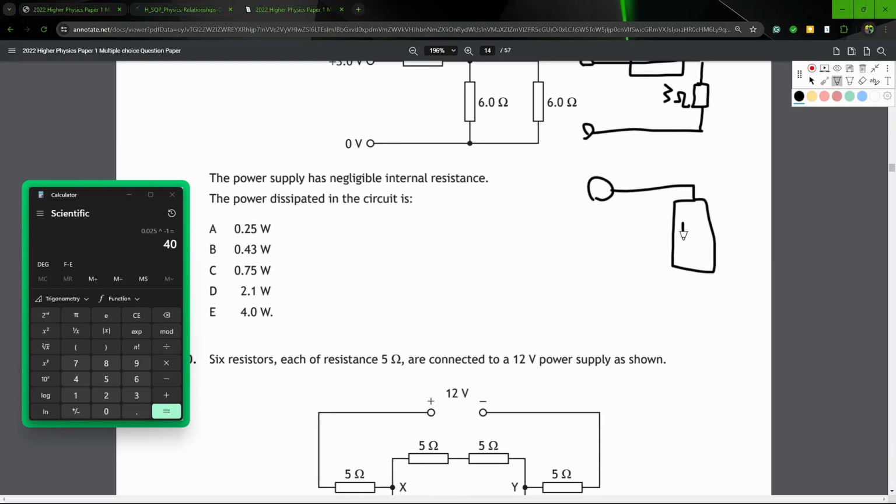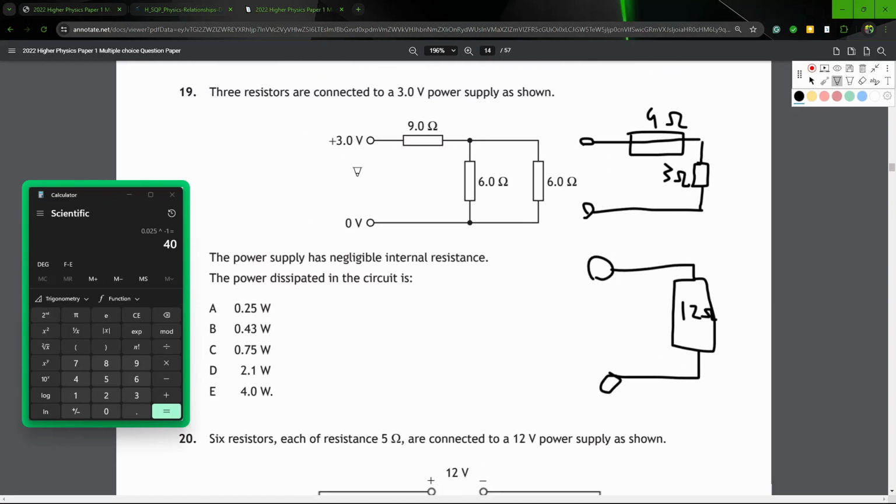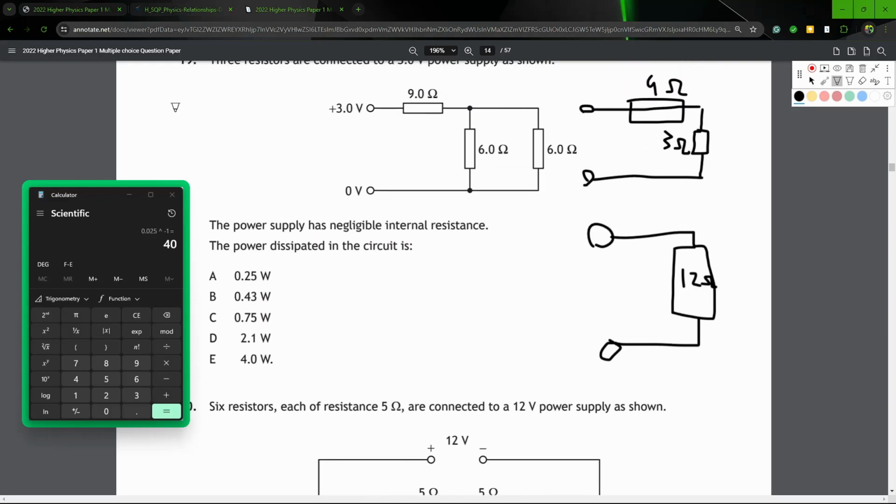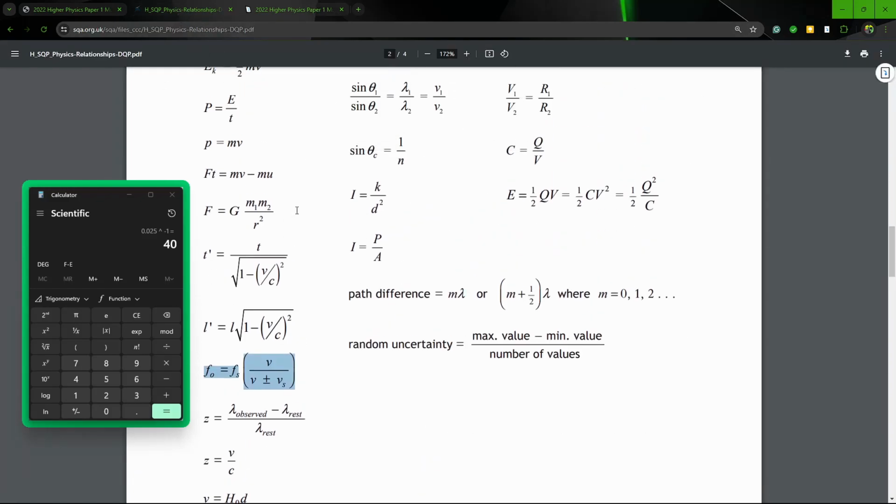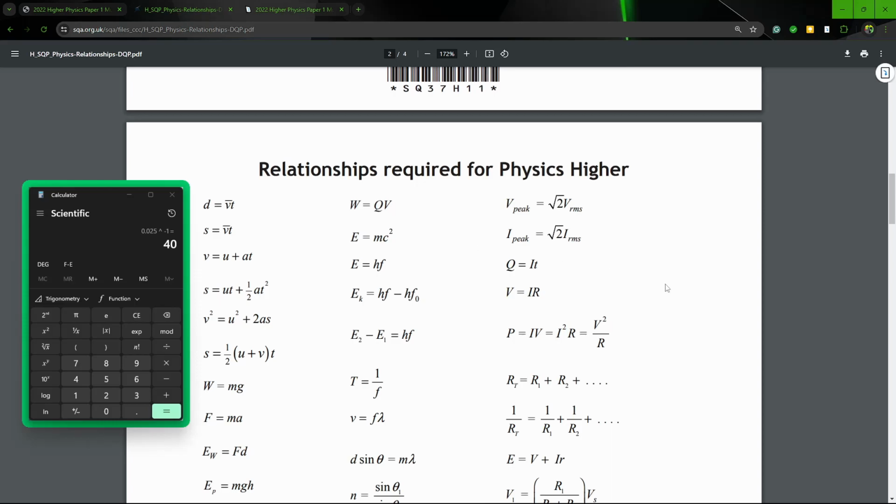9 plus 3 is 12 ohms. And there we go. So we've got 12 ohms and we know it's got 3 volts. So that means we want to find the power. Now power has many different equations, but we've got voltage and we've got resistance. So I suggest we use this one.